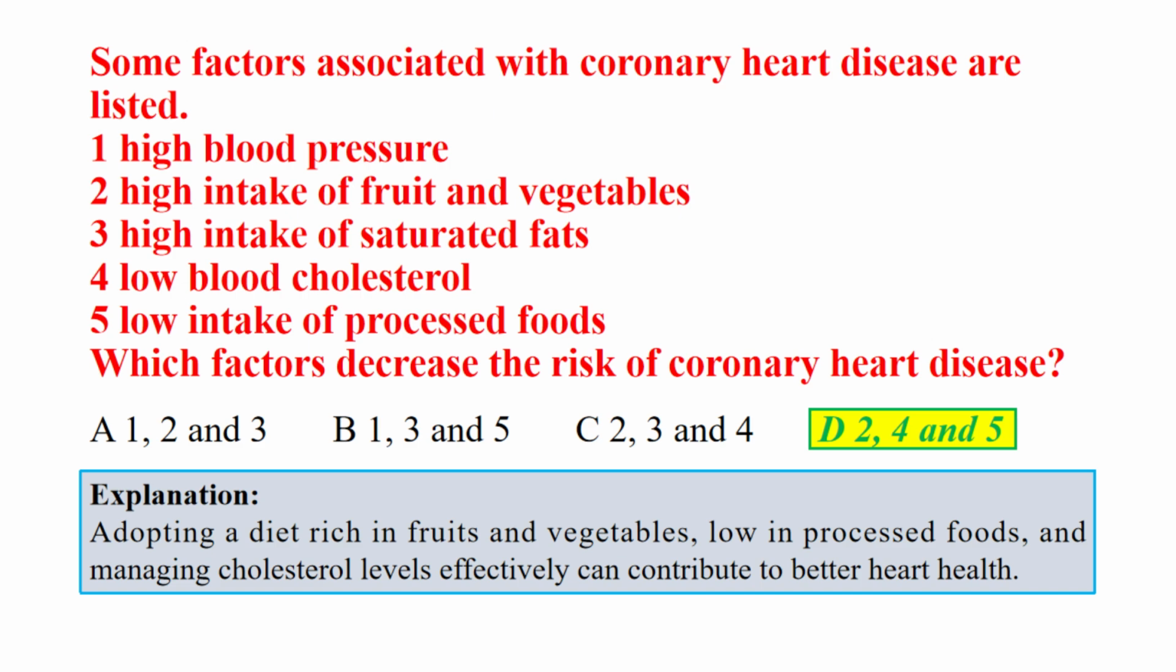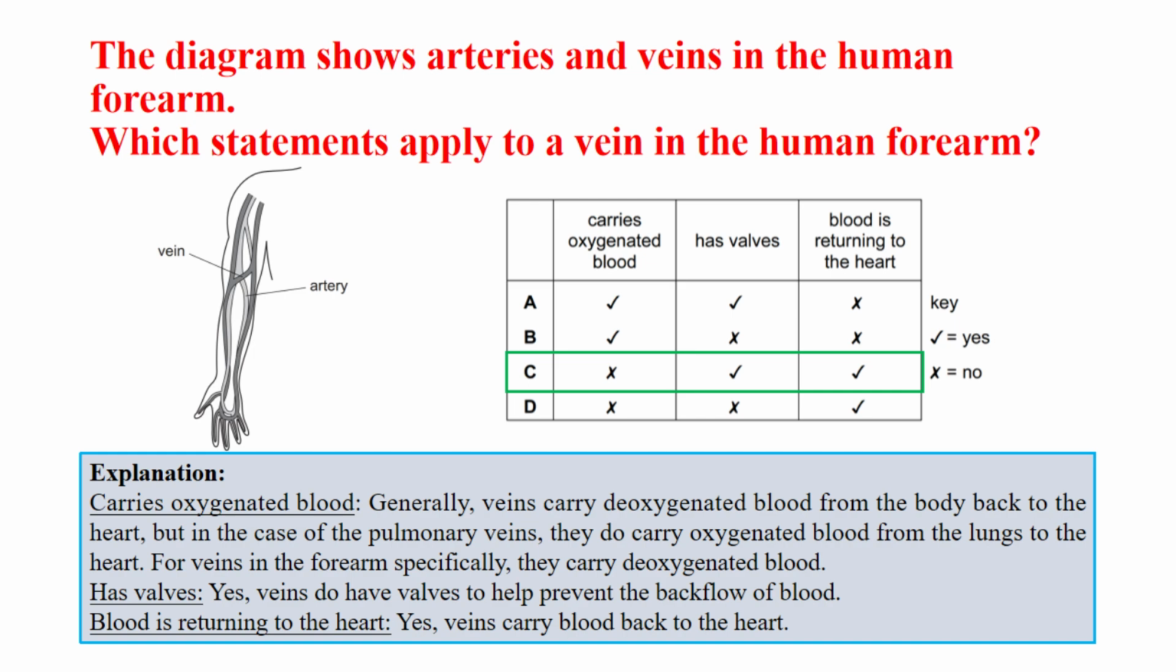A high intake of fruit and vegetables, maintaining low blood cholesterol levels, and eating fewer processed foods are all associated with a reduced risk of CHD. In contrast, high blood pressure and high intake of saturated fats increase the risk. So, focusing on a healthy diet with plenty of fruits and vegetables, low cholesterol, and minimal processed foods can significantly support heart health.